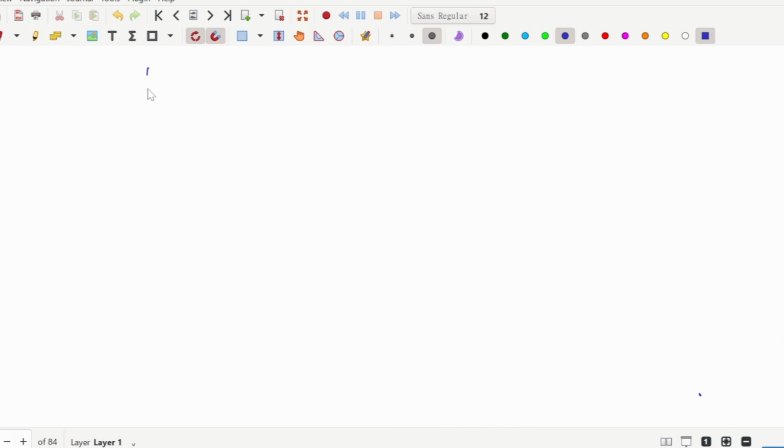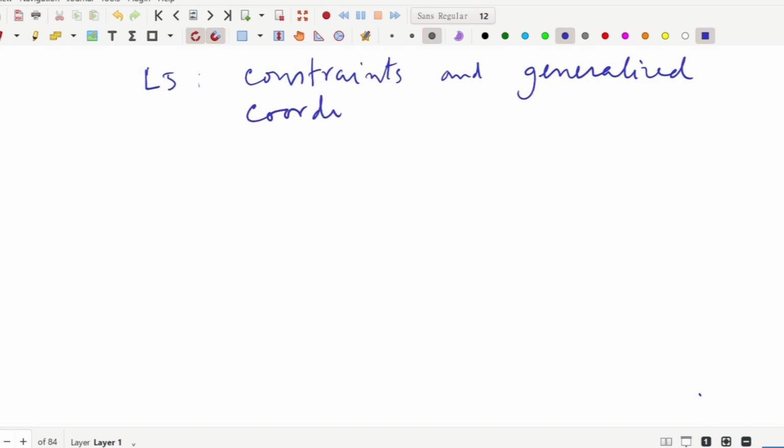So today in lecture 5 we'll continue with the constraints, and then we'll introduce generalized coordinates, configuration space, etc. But before we begin today's lecture, let me review or recap what we have learned in previous lectures. So, recap.